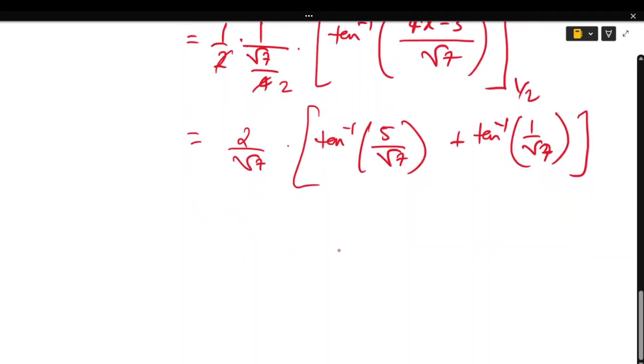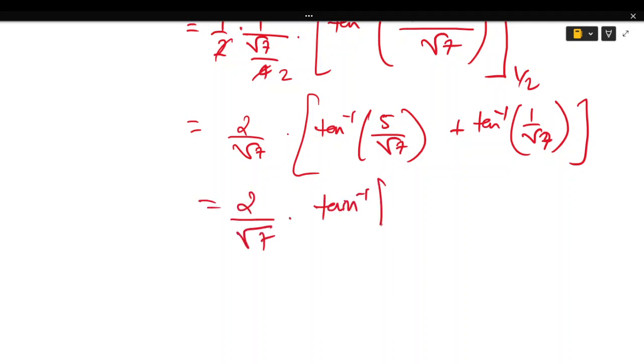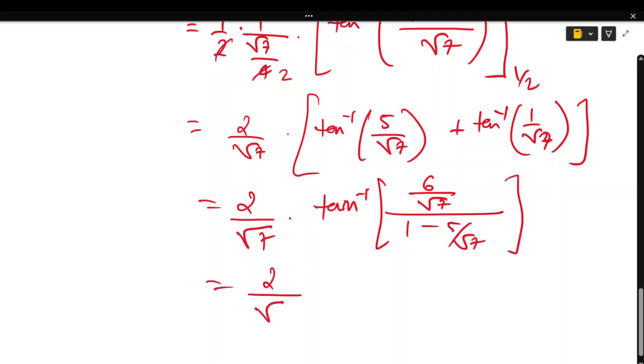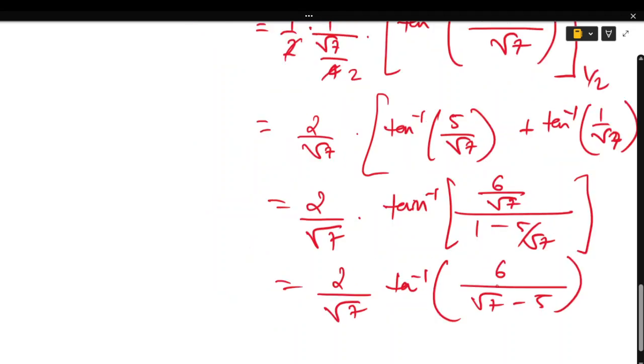And now we know the formula of tan inverse x plus tan inverse y. What is the formula of tan inverse x plus tan inverse y? It will be tan inverse x plus y, which will give you 6 by root 7 upon 1 minus xy, right? So therefore your answer will come out to be as 2 by root 7 tan inverse of 6 by root 7 minus 5, right? This will be your value of the integral.